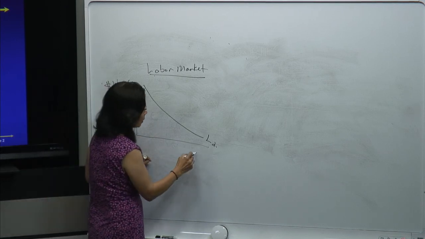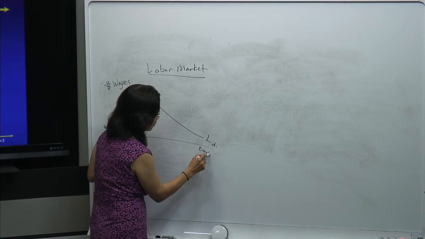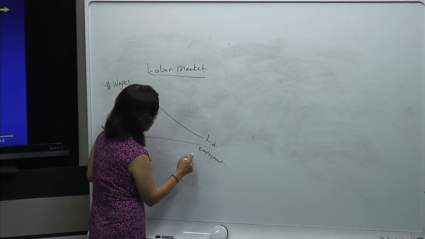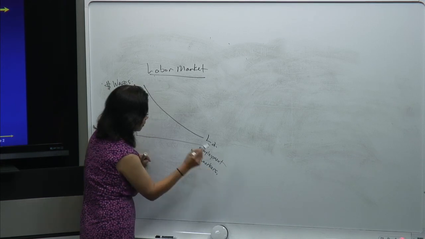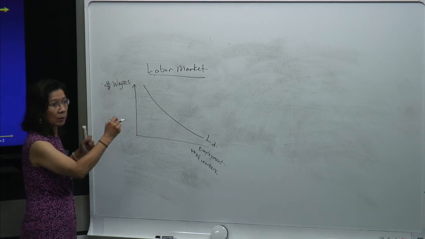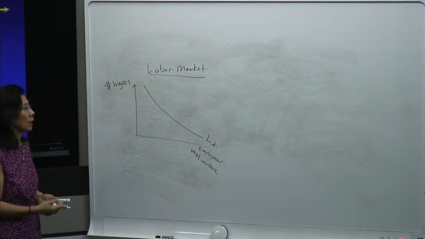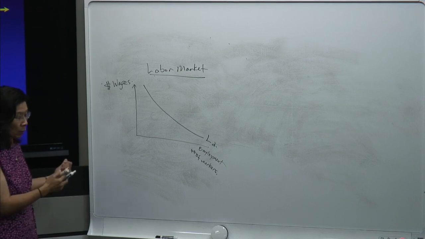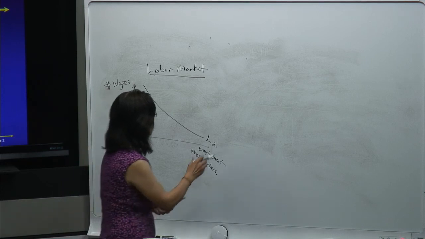And down here you have employment, or you could put the number of workers. This is the kind of thing that you want to take note of. When I draw the graph on the whiteboard, I encourage you to do the same by taking notes and drawing it with me. So the labor market, again, depends on two things.